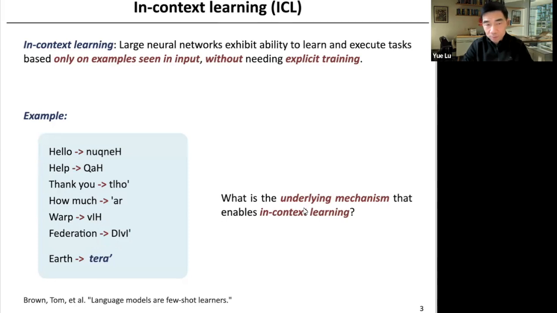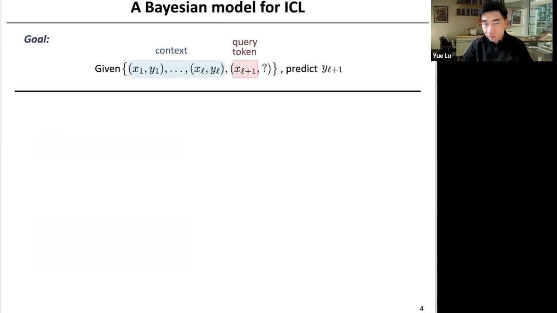And the goal of our project is to try to understand the underlying mechanism that enables in-context learning. So we're going to consider a mathematical formulation of in-context learning. We suppose that we're given a sequence of input and output pairs. Here, xi, yi are the input and output. We have L of them, and we call L the length of the context. Then for the last input, x of L plus 1, we are only given the input or the query token, and we want the network to predict the corresponding output y of L plus 1.